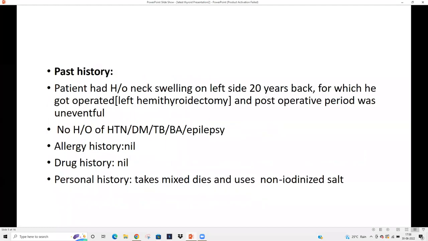That is the history in brief. So, 57-year-old male patient, farmer by occupation, presented with a chief complaint of swelling in front of the neck for the past 10 years, and recent onset, for the last 3 months, change in voice, difficulty to shrug the shoulder and deviation of tongue to the right side.